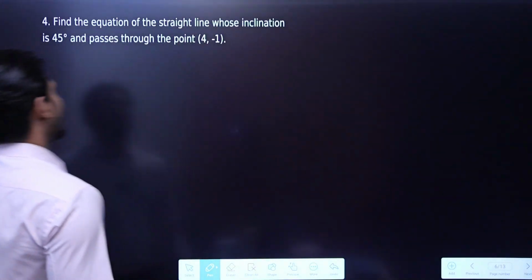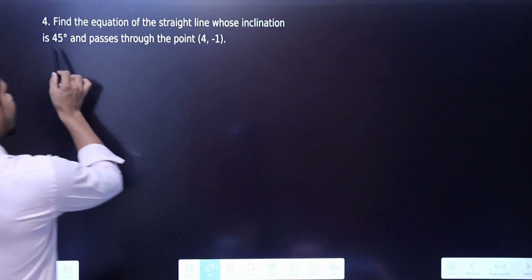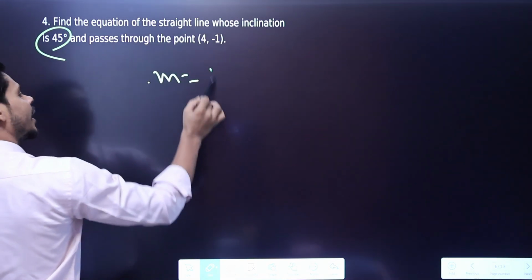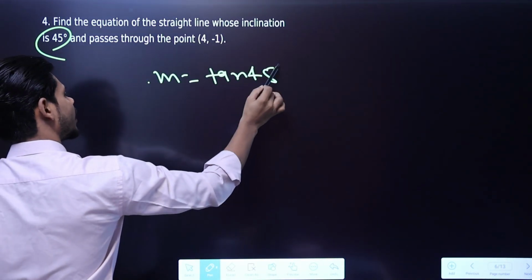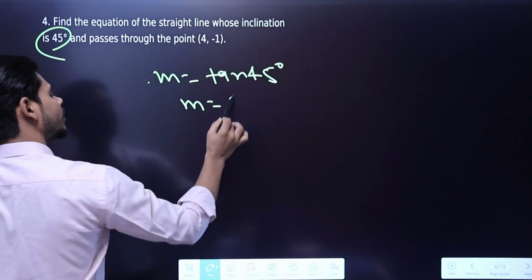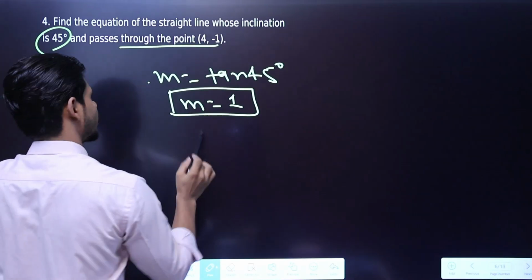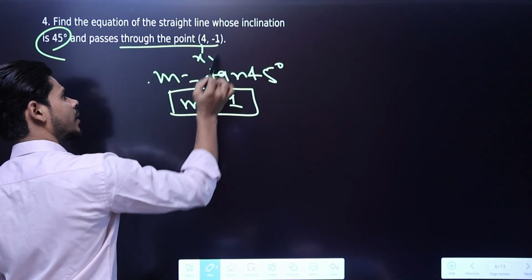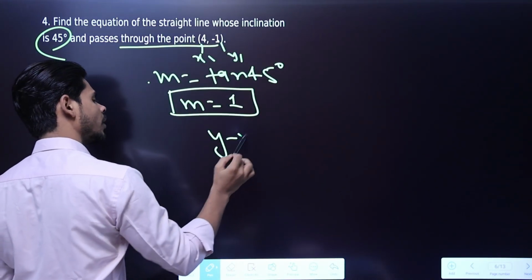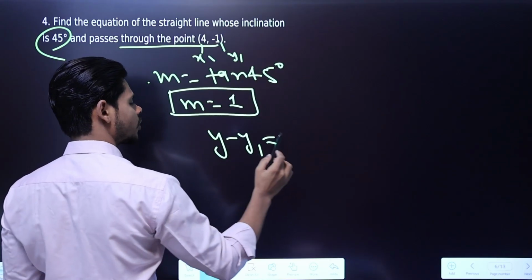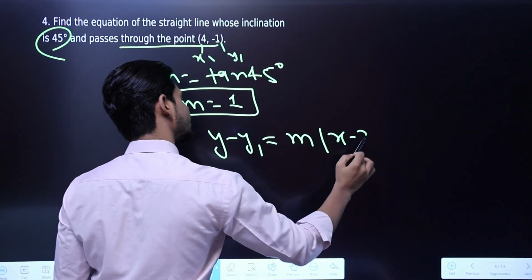Next. Find the equation of a straight line whose inclination is 45 degrees. It means the slope m is tan 45 degrees, and we know that tan 45 degrees is 1. So the slope is 1, passing through this point. So again this is your x1 and this is your y1. Again write the general formula: y minus y1 is equal to m times x minus x1.